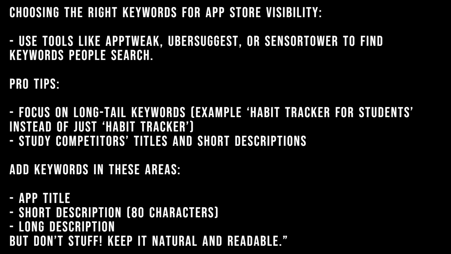Pro tips. Focus on long-tail keywords, for example habit tracker for students instead of just habit tracker. Study competitors' titles and short descriptions. Add keywords in these areas: app title, short description, 80 characters, and long description. But don't overdo it. Keep it natural and readable.